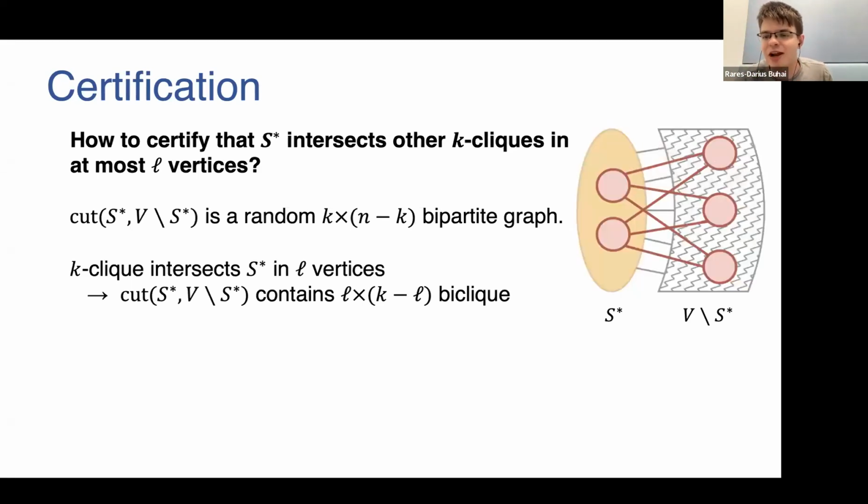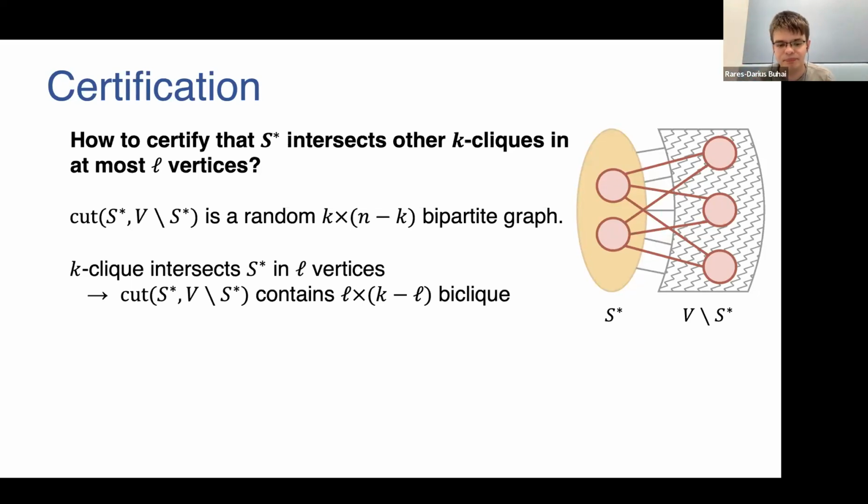Where by biclique, I mean the following. Let's suppose that you have a 5-clique here. Everything on the left must be connected to everything on the right for this biclique that's red. So we call this structure a 2x3 biclique. So it's basically a complete bipartite graph with 2 vertices on the left, 3 on the right. So all I'm saying is that if a k-clique intersects S star in L vertices, it means that in this entire random bipartite graph, you must have an L by k minus L biclique.